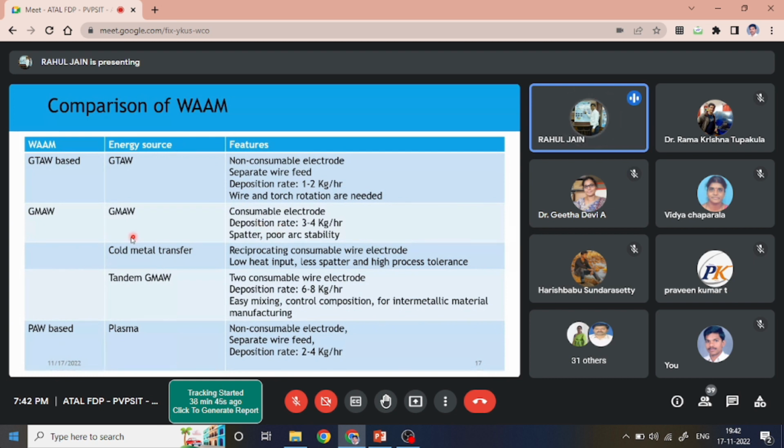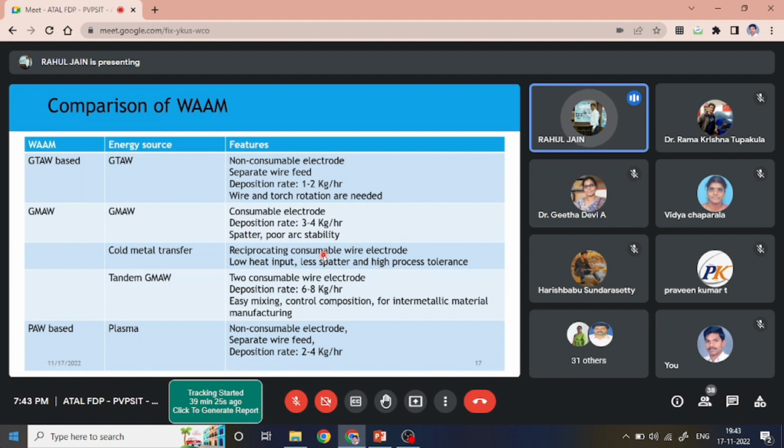What is the solution? There is one more advancement which has happened, which people call cold metal transfer. What exactly is this cold metal transfer? All of you, when we study the welding process, study different kinds of modes of metal transfer, meaning globular transfer, short circuit transfer, pulse transfer, and all those things. So cold metal transfer is one type of short circuit transfer, right? How is this short circuit transfer achieved? There is a specific mechanism in this case where the consumable wire electrode reciprocates back and forth.